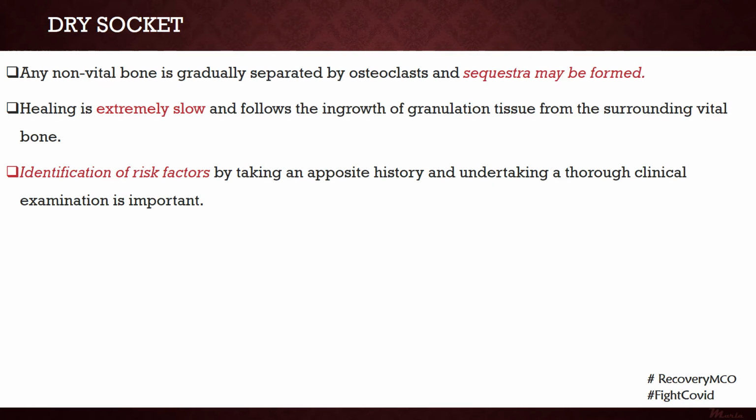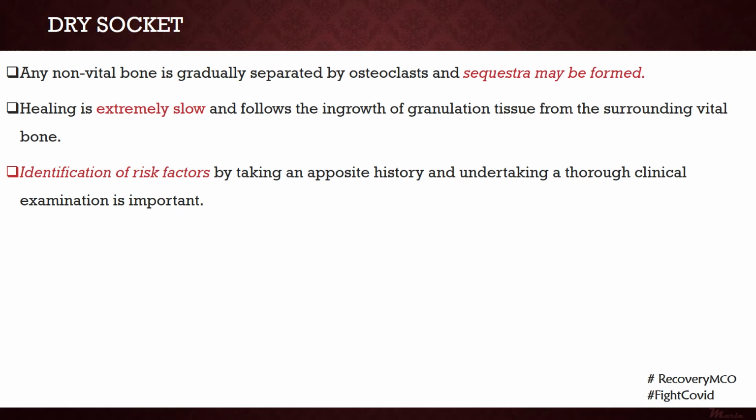So, in dry socket, there will be a piece of non-vital bone, which is generally separated by the process of bone resorption, which is caused by osteoclasts. The piece of non-vital bone is referred to as sequestra. It should be remembered that healing in a dry socket is extremely slow and generally follows the ingrowth of granulation tissue from the surrounding vital bone.